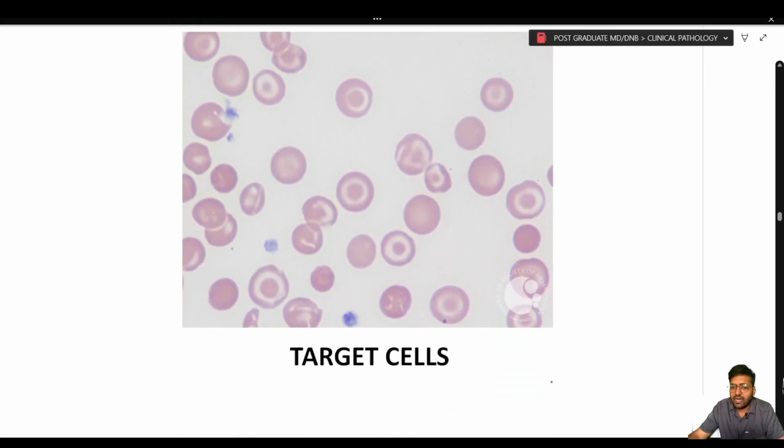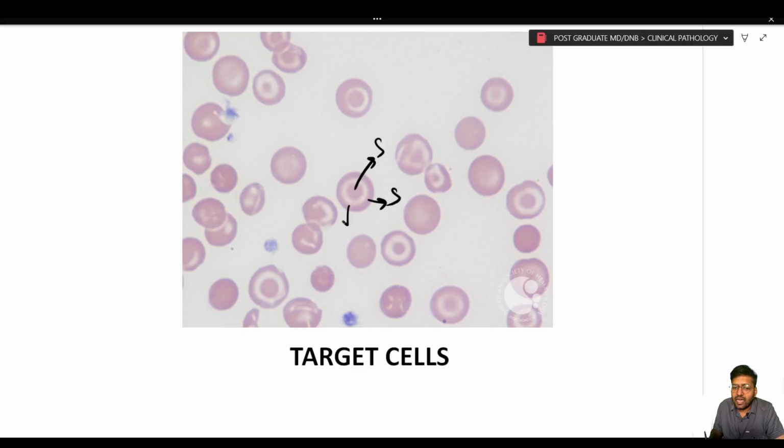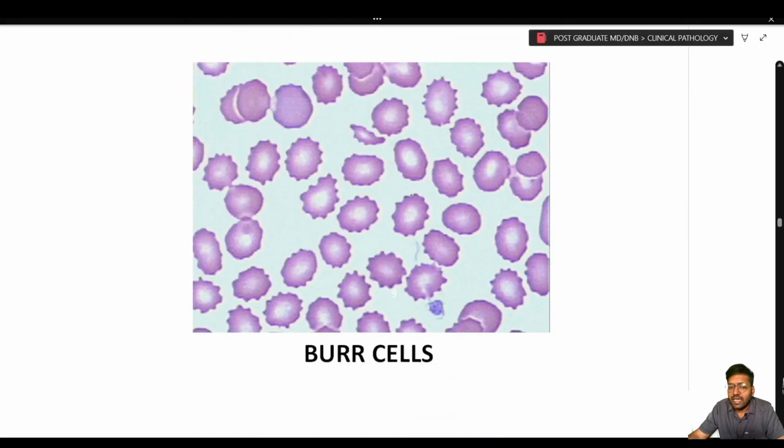So we can appreciate over here the target cells, classically the central stained area and the peripheral stained area. In between there is an unstained area. So these are the target cells, as we can appreciate over here in this particular diagram. Now these are the Burr cells.